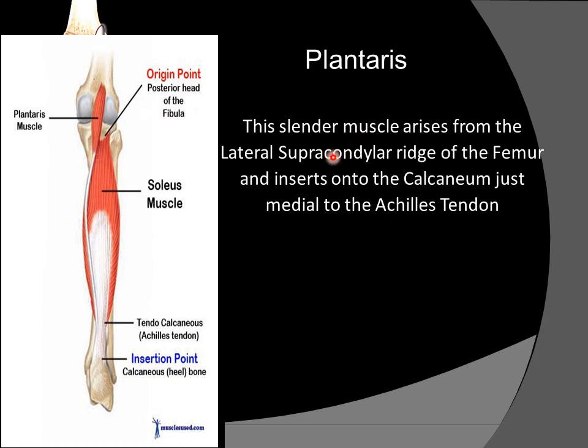The origin of plantaris: it arises from the lower one third of the lateral supracondylar line. Okay. Insertion: its tendon blends with the medial margin of the tendocalcaneus and is inserted into the middle one third of the posterior surface of the calcaneum. Okay.